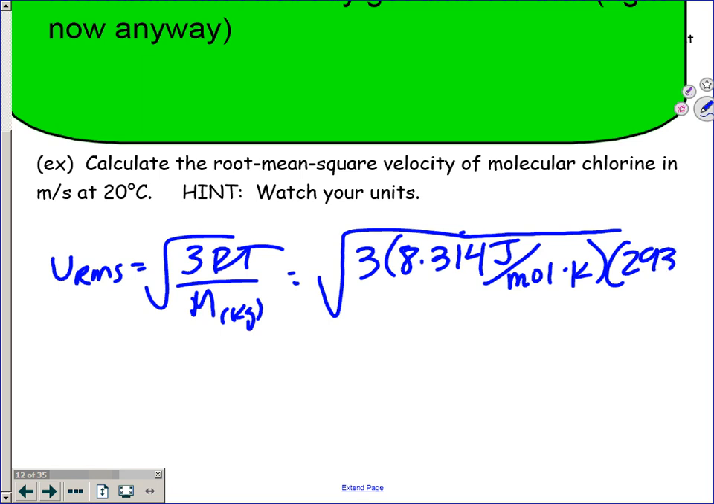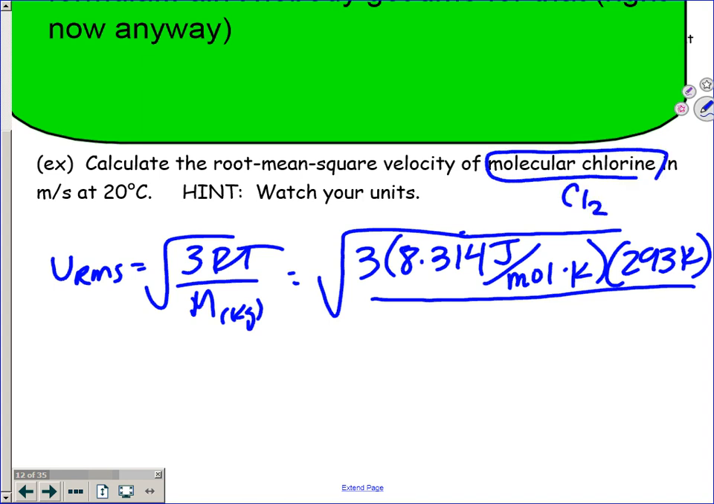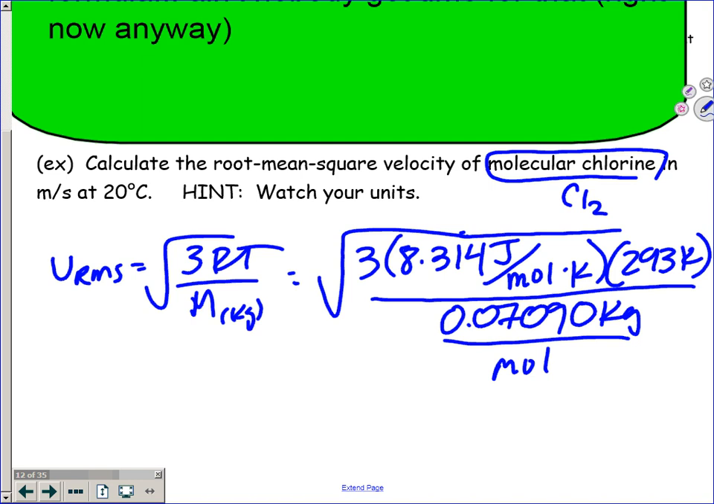293. So we took 20 plus 273, divided by, yeah, so molecular chlorine means diatomic chlorine, 70.90. So it's 70.90 grams per mole. So it's 0.07090 kilograms per mole. Yes? And then square roots all the way down here.